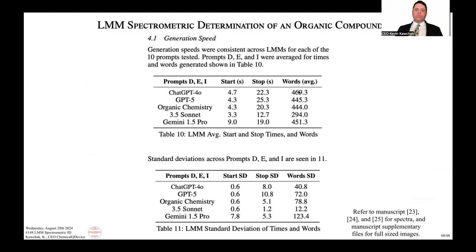Now, the thing that sticks out, so these three are going to be very similar. They're trained on a similar GPT style model, primarily GPT-4o for the first two, and then organic chemistry is 4 or 4o. And we see here, start and stop times are very similar. Now, the words is what I'm talking about.